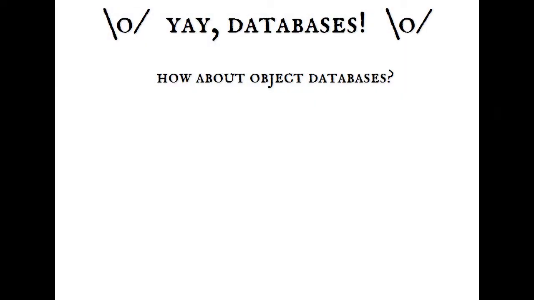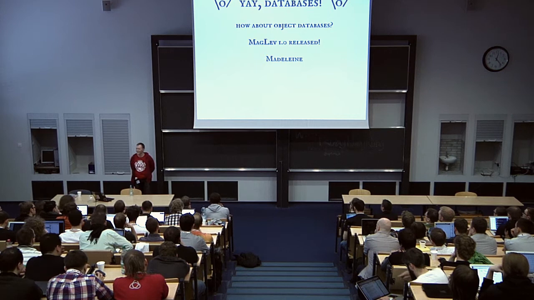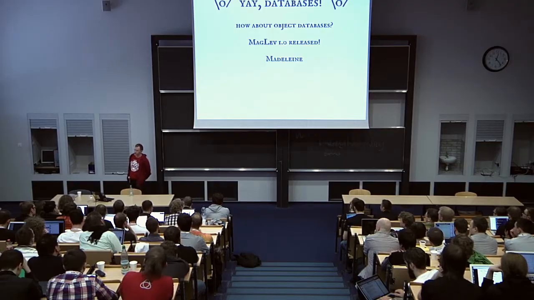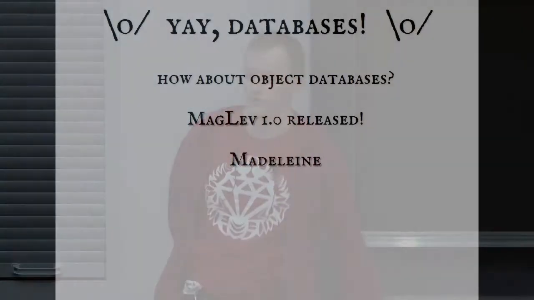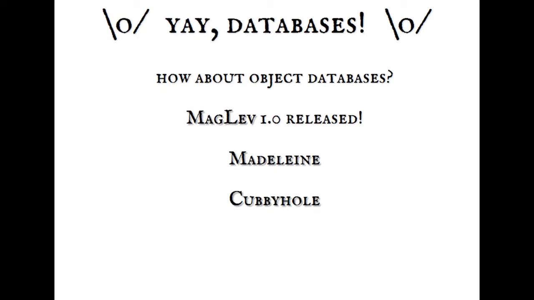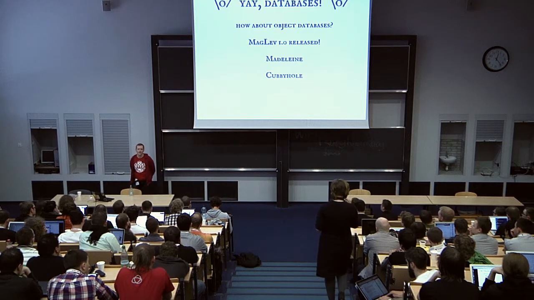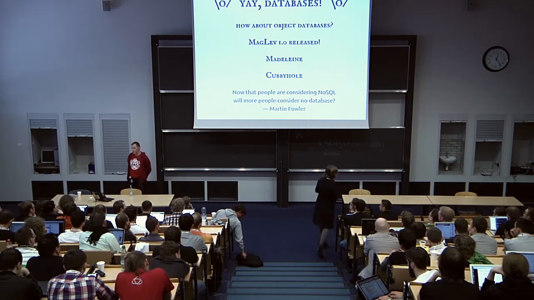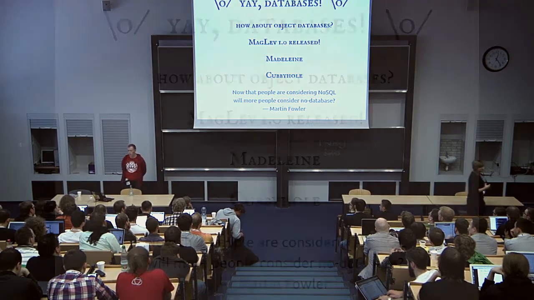So there are also object databases. Maglev got released, if you don't know what Maglev is. It's a Ruby VM built in a very Smalltalk-like manner that has its own persistence of objects. Madeleine is a great one, Andrzej smiles, as the author. It's a way to persist objects in, I think, a Java-ish prevalent-layer manner. Cubehole, it's a lovely project that persists your objects in a Unix-like standard. Look into it. And Martin Fowler said, now that people are considering NoSQL, will more people consider no database?